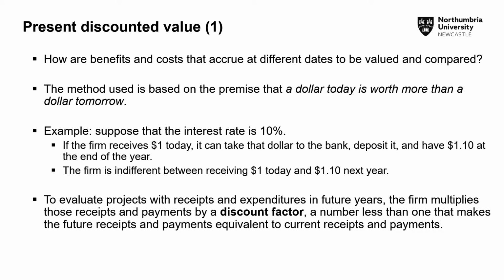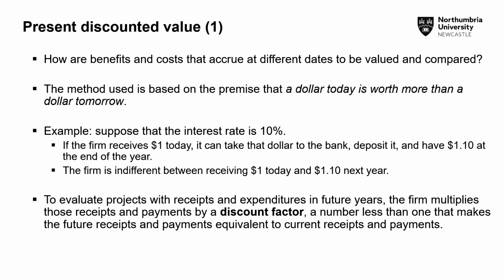In other words, we are looking at how benefits and costs that accrue at different dates are to be valued and compared. That is what the present discounted value tells us. It gives us the value of a given project, given the costs, the outlays, and what comes in. The idea is that money that we receive today is worth more than money that we receive in 10 years.